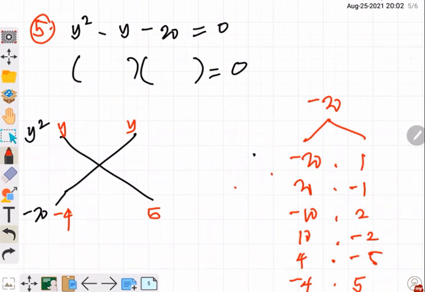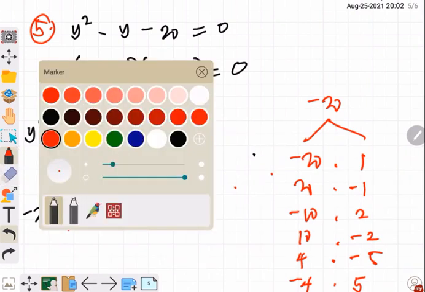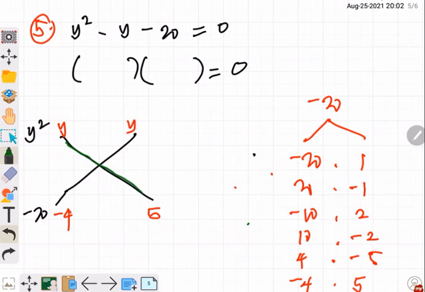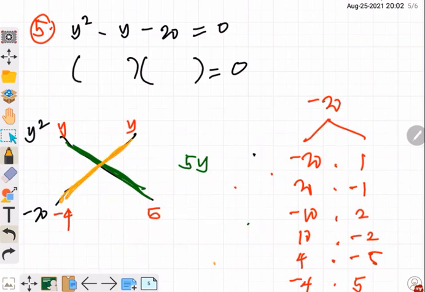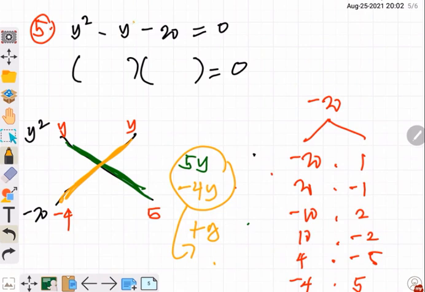So what we're going to do is cross multiply. Y times 5 is 5y. Then cross multiplying this one gives negative 4y. If you combine these, this is positive y. But our target, our middle term, is negative y. So what do we do? This means that they only differ in sign, so we need to switch.